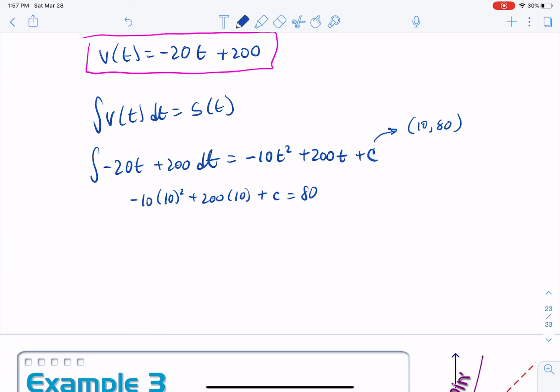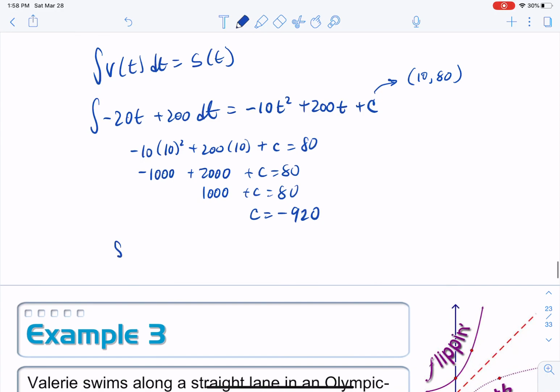And now I just have to solve that for c. It should be a piece of cake. 10 squared is 100. 100 times 10 is 1,000. So I've got a negative 1,000, plus 10 times 200 is 2,000, plus c is equal to 80. Combining those, I got 1,000 plus c is equal to 80. Now subtract over your 1,000, and you get negative 920. There we go.